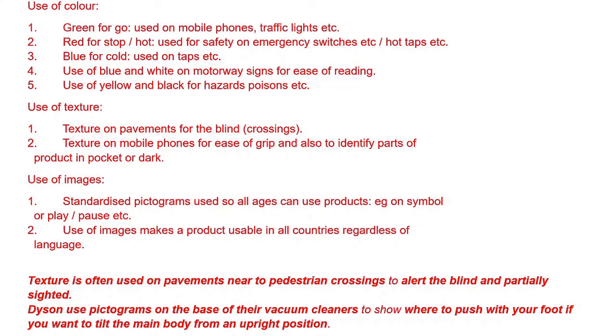Okay, so looking at, first of all, use of colour, things like green always means go, used on phones, traffic lights, things like that. Green is always a universal idea, it is go. Red typically is either stop, or hot, which is why hot water taps always have red on them, or like on cooking it's hot, as well as emergency, that sort of thing. Blue typically is cold, again used on taps, that sort of thing. Blue and white used on motorway signs because it's easy to read, you're not going to get confused with it. Things like yellow and black and orange used for hazards and poisons and things like that.